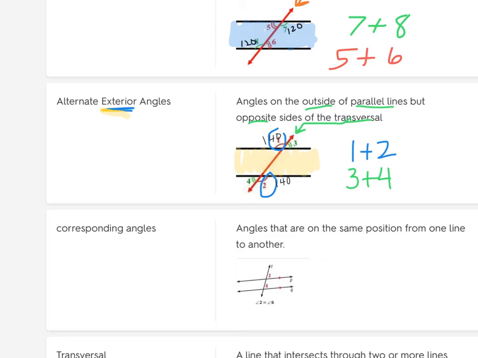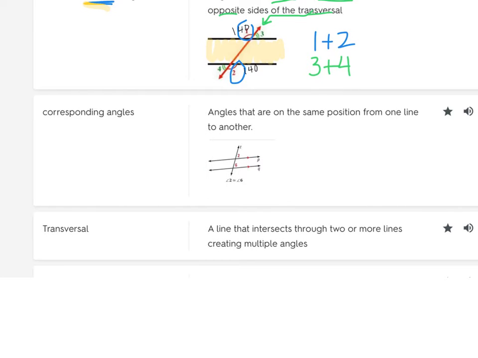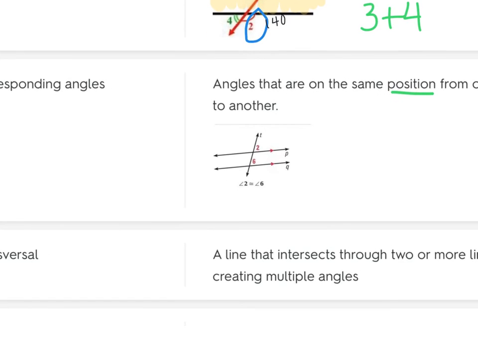Your next term is called corresponding angles. Angles that are in the same position from one line to another line. Okay, so let's see, corresponding. So 2 and 6 are in the same position. So if we look at this line, the 2 is right there. And if we look at this line, the 6 is right there. So they share the same position on the line. So 2 and 6 are corresponding angles, and they are congruent.